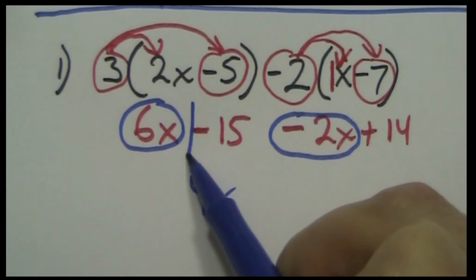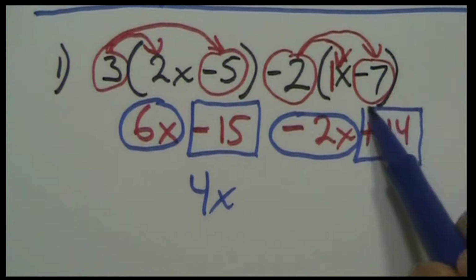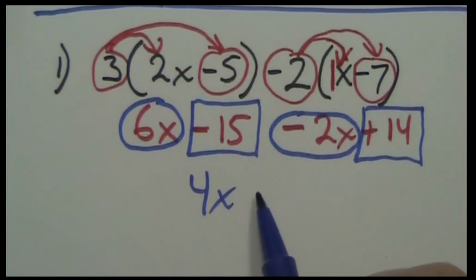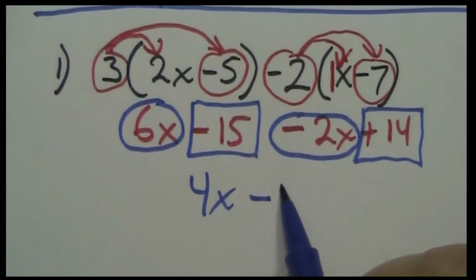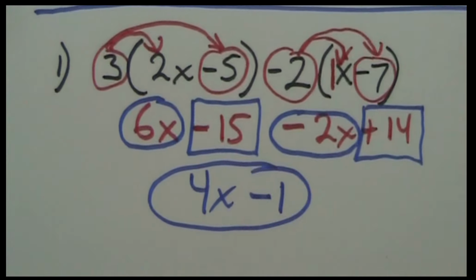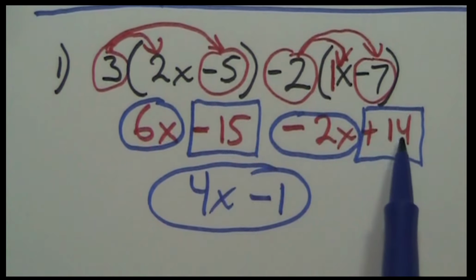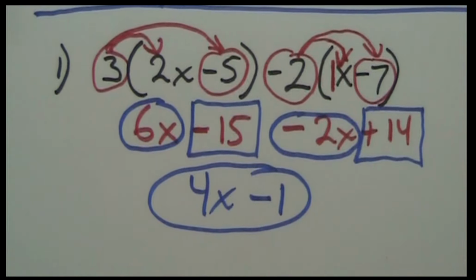Now let's look at the constants. Negative 15, positive 14. There's more negative. There's more of this flavor. Matter of fact, there's one more. 15 take away 14 is 1. So it's negative 1. So think of putting flavors on your mouth. Cold, mint, hot, cinnamon. And you would have one cool mint flavor on your tongue.